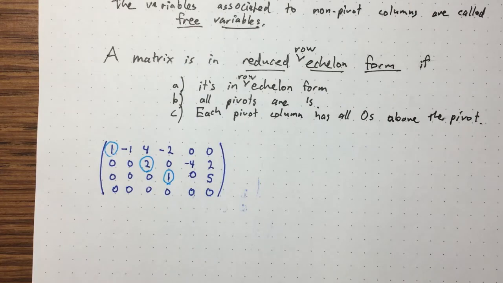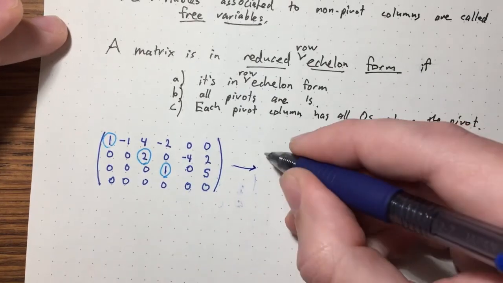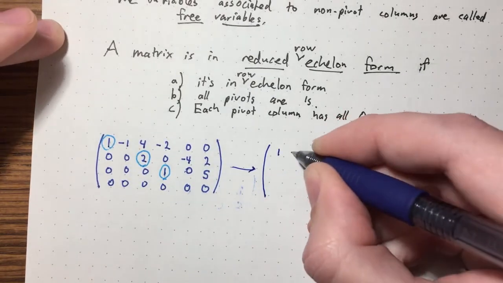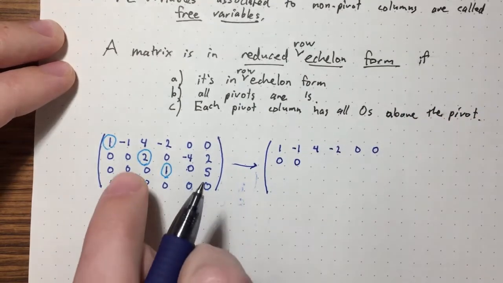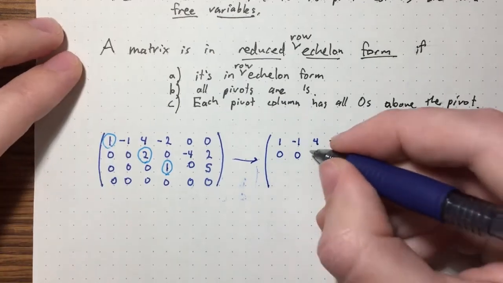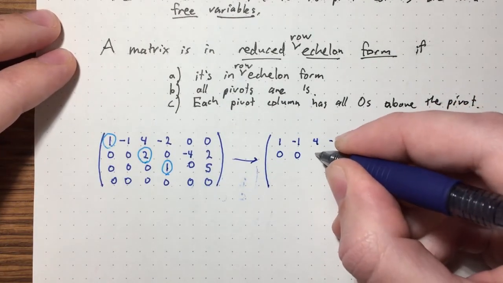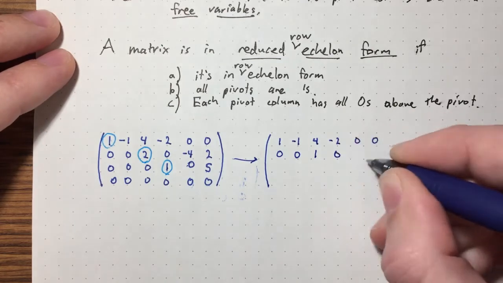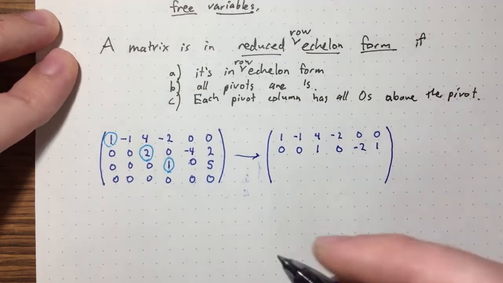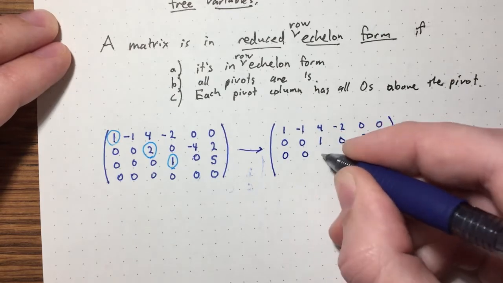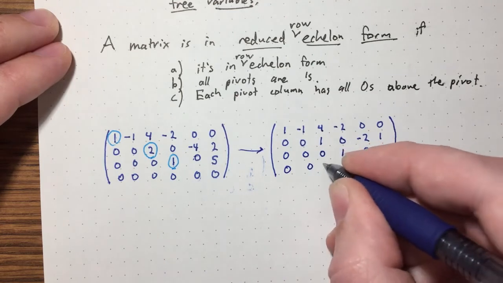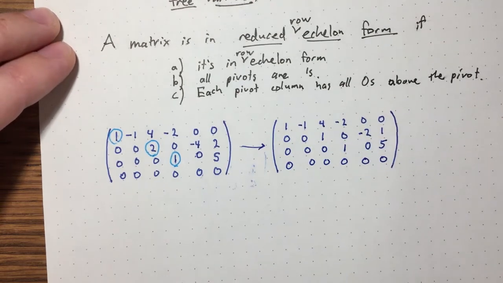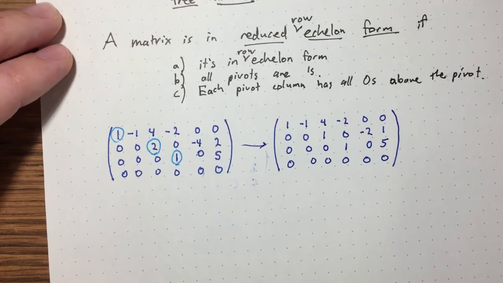Okay, what should be our first step in turning this into reduced echelon form? First row I'm going to keep the same. Let's turn that 2 into a 1, right? Let's multiply the second row by 1/2. So 1, 0, -2, 1. This one looks good. 0, 5. And finally, all zeros. Okay, what next?